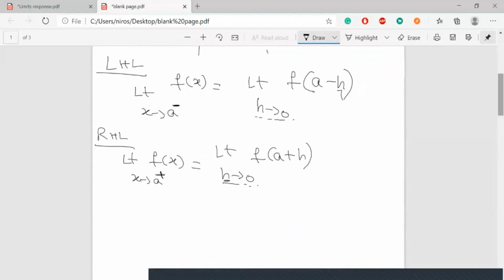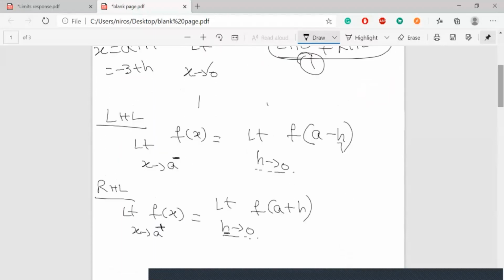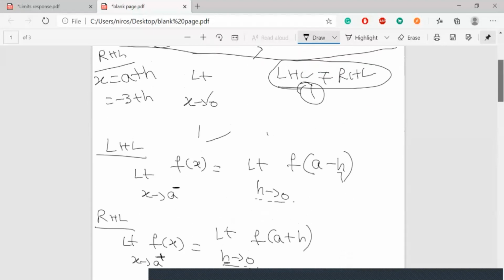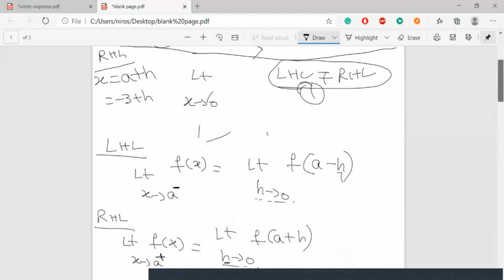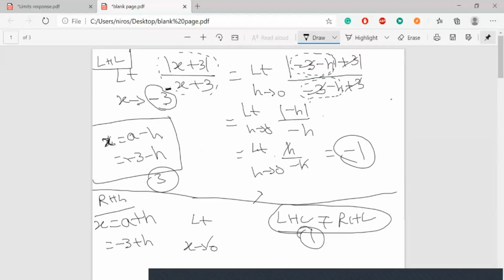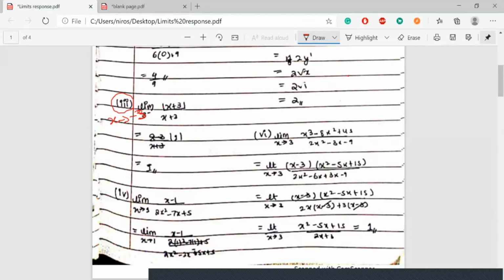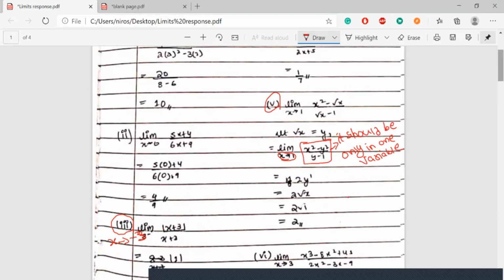The third method is a generalized method, because we can't draw graphs for many functions if the function is very complicated like this. That's why we have to use this method: substituting f of a minus h for the left limit and f of a plus h for the right limit, and we'll just calculate it. I just wanted to discuss this concept in this third question. Now, the fifth question.